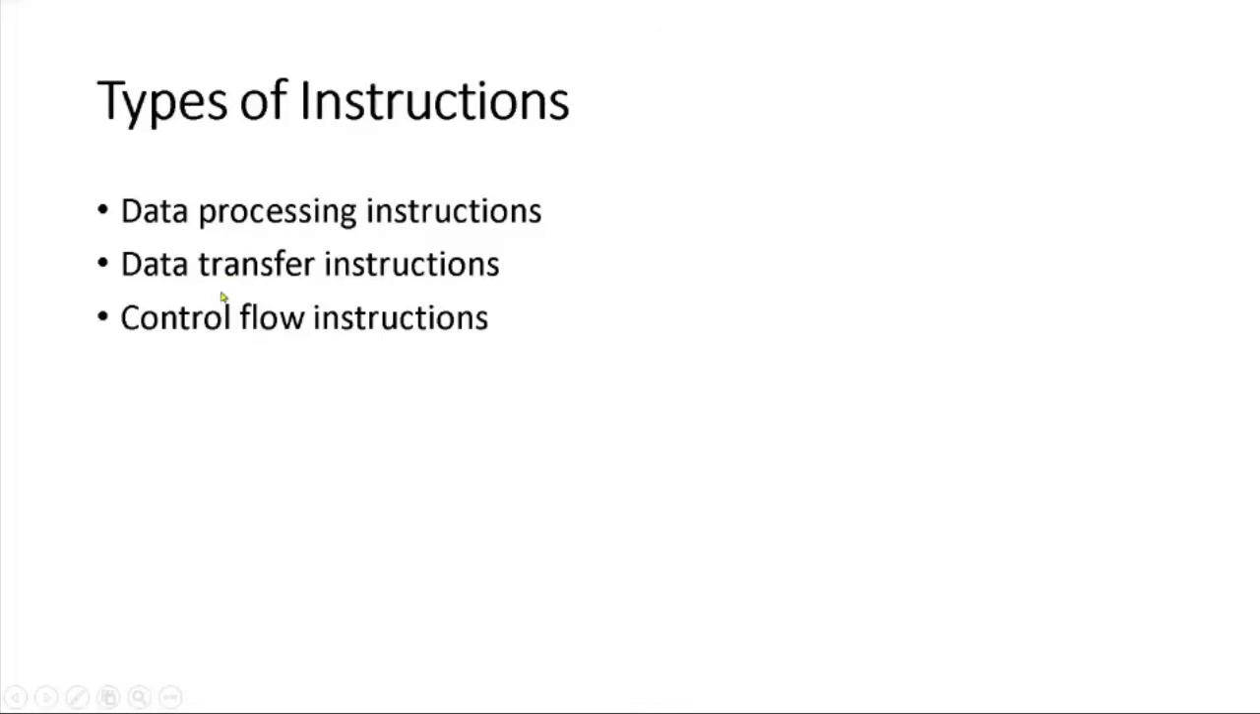And there are instructions which come under control flow instructions. These will change the flow of execution. The sequence of execution can be changed by using these control flow instructions. So these are the 3 categories or 3 groups of instructions available in the ARM processor.